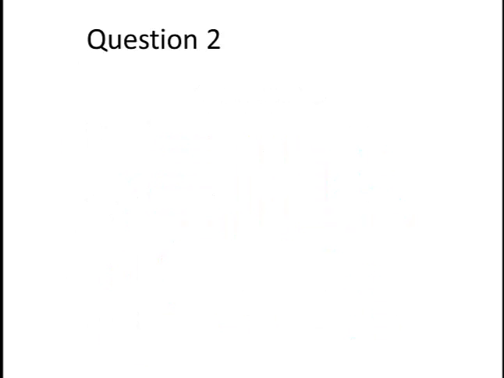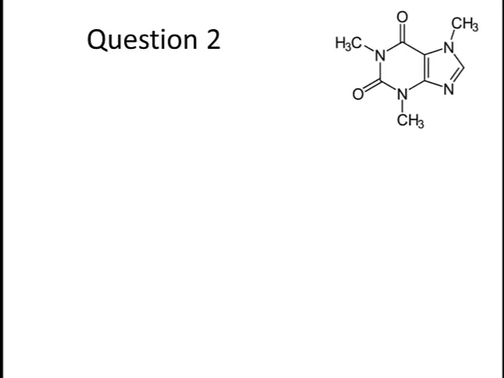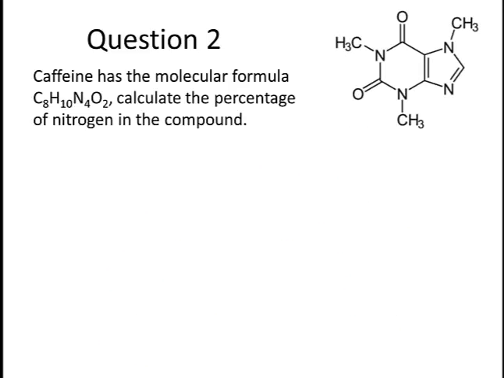Now on to question 2. The question asks us to calculate the percentage of nitrogen in the compound caffeine, where the molecular formula of caffeine is C8H10N4O2. As with the previous question, the very first step is to calculate the molar mass of caffeine.